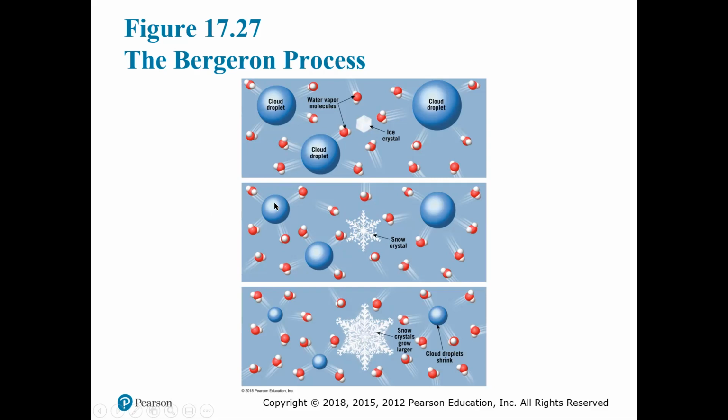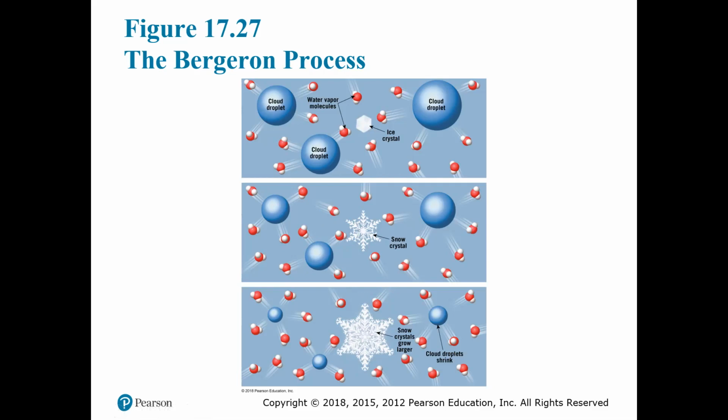The water droplets, okay, so what we're seeing here as cloud droplets, evaporate in order to maintain saturation. And so this provides continual moisture for this growing ice crystal. Eventually, they grow large enough that they start to fall in the form of snowflakes.